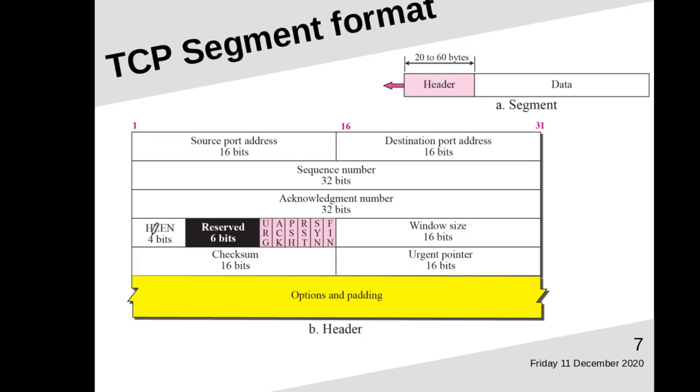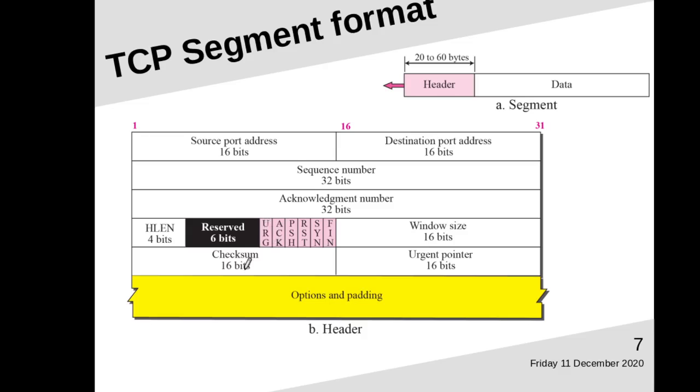Now this is header length, 4-bit. You can have 20 to 60 bytes, so 4-bit is enough. In the same way as it was in IP, 6 bits are reserved, maybe we will use them in future. Then we will have these control bits: urgent, acknowledgement, push message, reset message, synchronize message, and finish message, to terminate. So these bits are there.